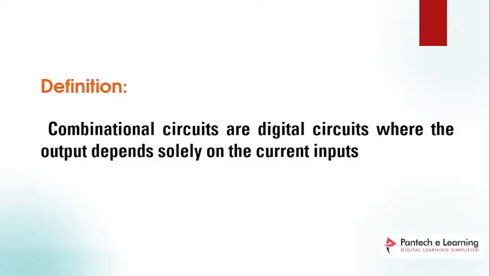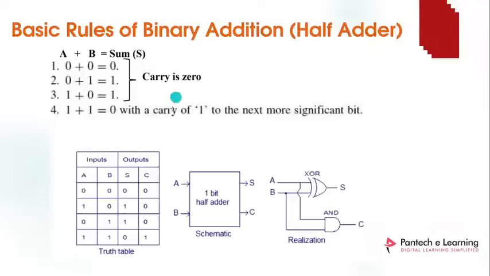Combinational circuits are based only on current inputs. This is the biggest difference from sequential circuits. And then, see adders. You can see here the truth table of the adder, and this is the logic diagram of the adder.